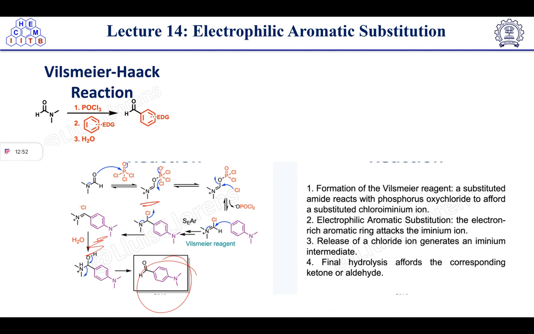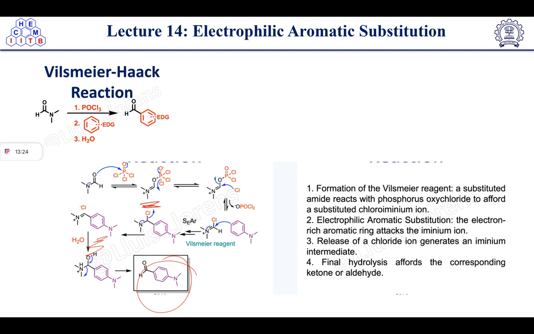So formation of the Vilsmeier reagent is taking place first of all. First of all, we have an amide which will react with POCl3. So this oxygen lone pair will attack on phosphorus and form this type of intermediate, which will look like a halide, right? So this is a chloroiminium ion. Then after this chloroiminium ion, an electrophilic aromatic substitution reaction will take place.